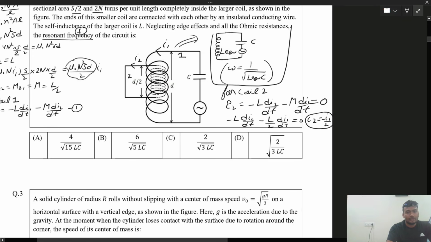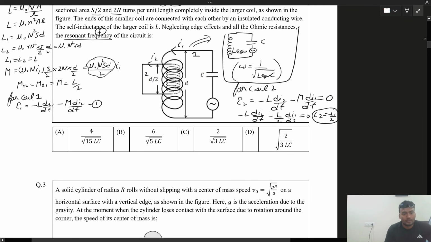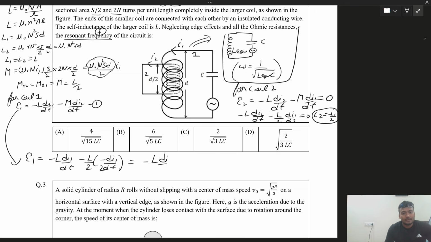Okay. Now you directly use this in equation number 1. See this equation number 1. E1 is minus L dI1 by dt minus M, in place of M, beta, L by 2, and dI2 by dt, if I do it as minus of dI1 by dt and this 2. So minus L dI1 by dt plus L by 4 dI1 by dt. Take minus outside, so it is L minus L by 4. So you will get 3L by 4 dI1 by dt.